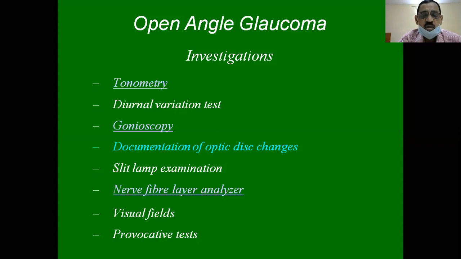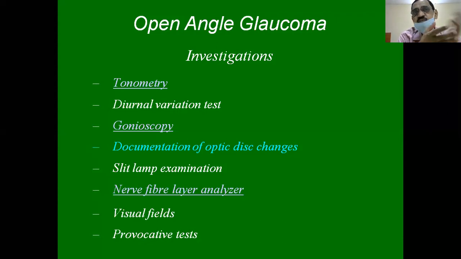And nerve fiber layer analysis by laser gives us an idea as to in which quadrant the nerve fiber layer is defective. If we can institute the treatment, this can be reversed. And visual fields, Humphrey visual fields is the commonest done nowadays. And secondly, we have provocative tests. These provocative tests we use in case of glaucoma suspects. So the commonly used provocative test is the water drinking test.